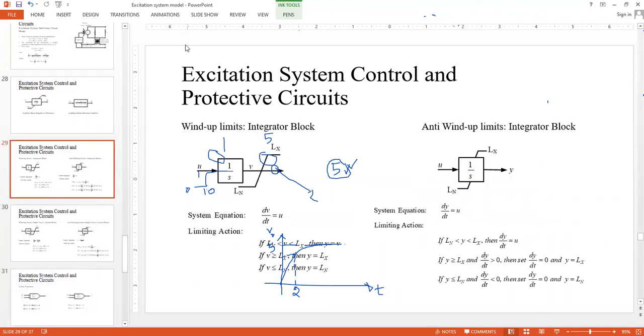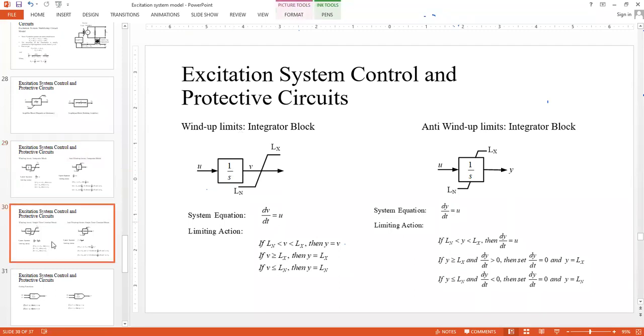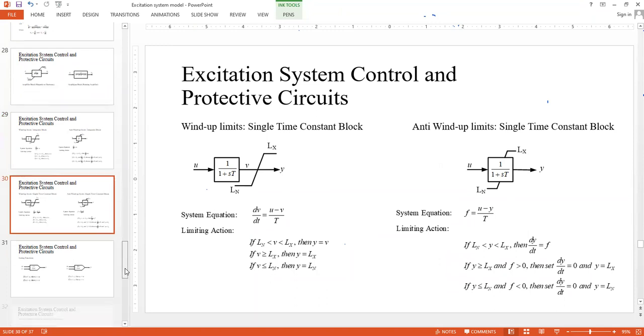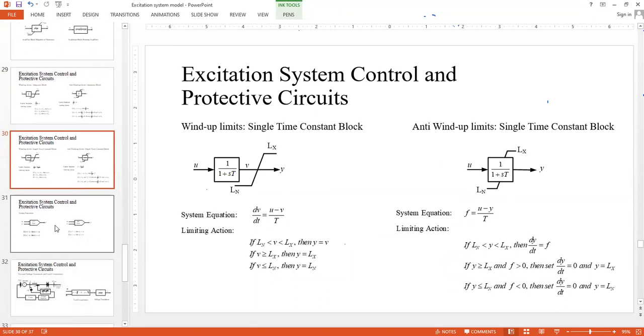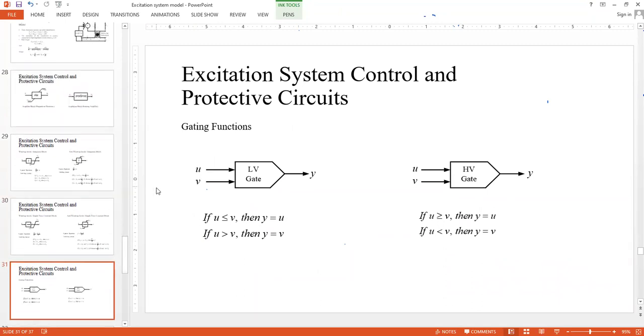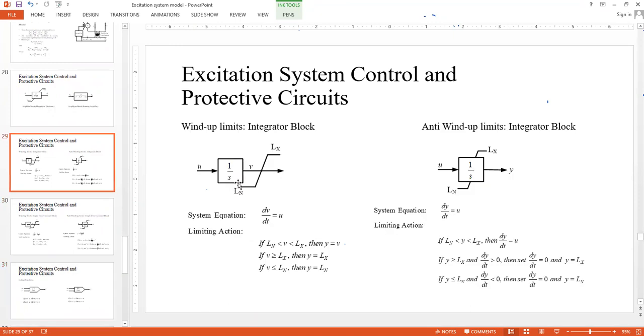So now we try to introduce some of the limiter blocks or limiter symbols associated with our exciter model. So in the excitation system, we will probably come up with some blocks. For example, some blocks we will be getting like the integrator block. There will be some blocks like the single time constant block like this. There will be some blocks like the gating functions. Okay. So now let's see. There will be some other blocks like the lead lag blocks. So here we are showing some of those blocks with the corresponding limits.